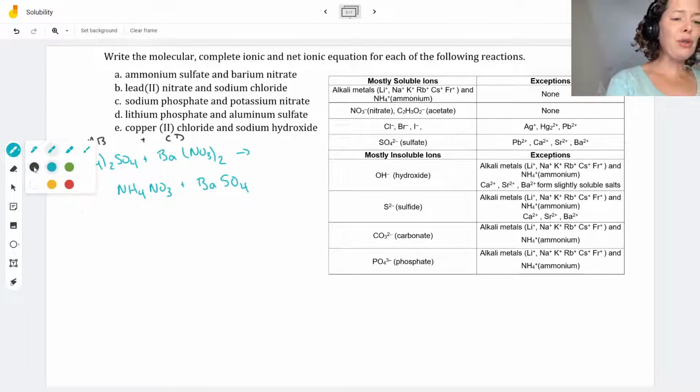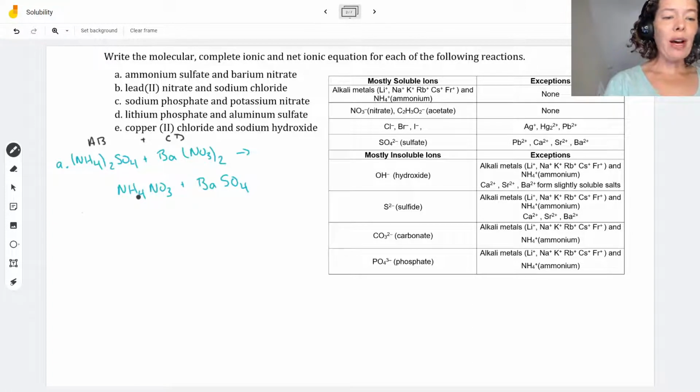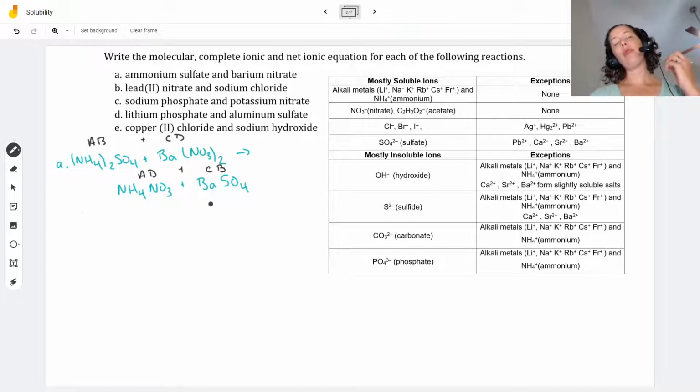Okay, so back to my reaction. Hopefully you can see in my products what I've got is, again, cation A, anion D, plus cation C and anion B. Now remember, when you're writing these, you always write the cation first and the anion second. So A and D and C and B, not B and C. Just always write that cation first.